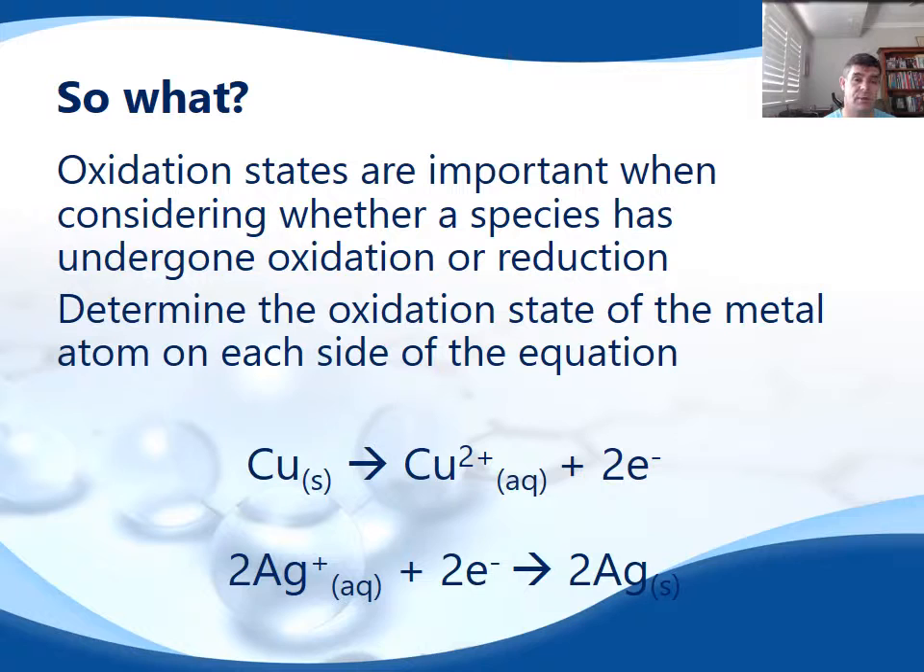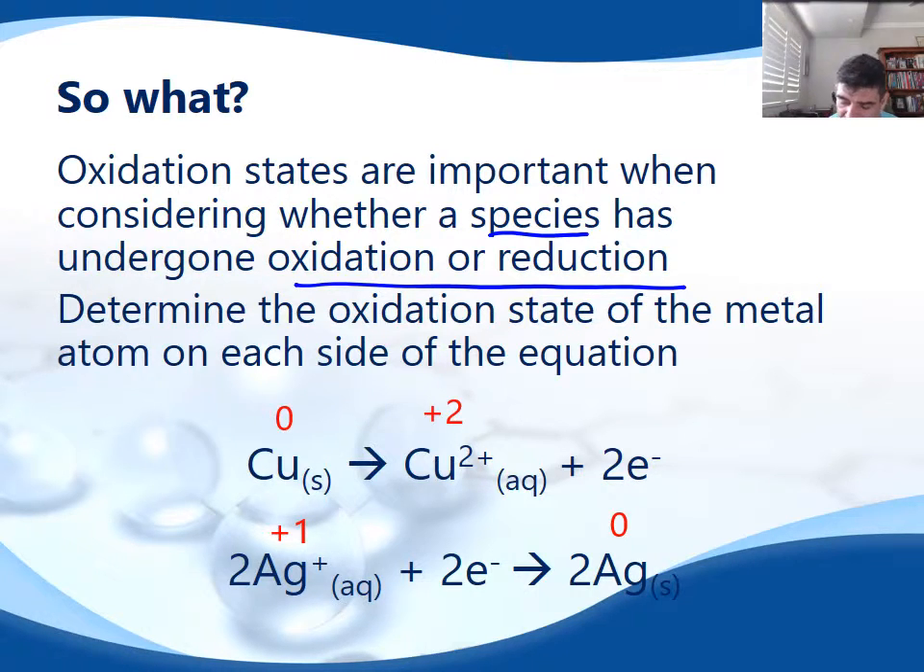So why is this important? The importance of oxidation state helps us to determine whether or not a species has undergone oxidation or reduction, and that's what it's all about. So if we determine the oxidation state of the metal atoms on either side of the equation here, then because copper is in its elemental state as a solid, it has an oxidation state of 0. The copper ion is +2. The silver ion is +1, and silver solid in its elemental state is 0.